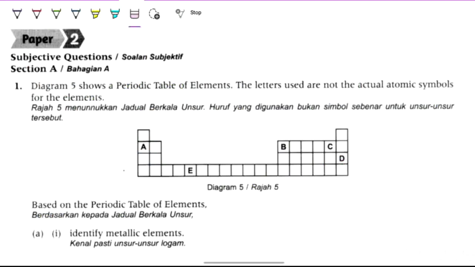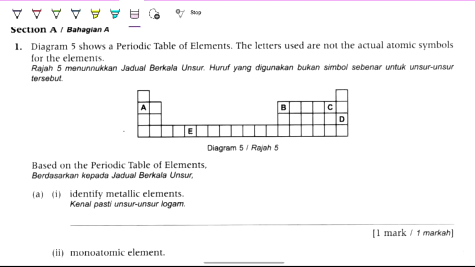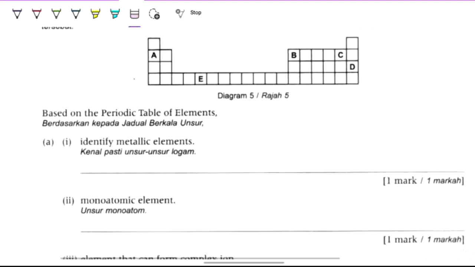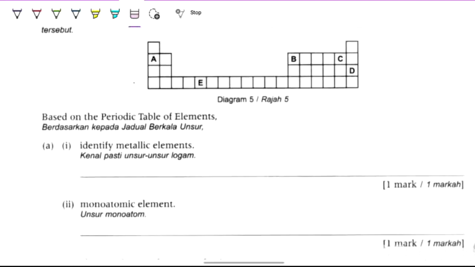Today we are going to look at some Chapter 4 Structure questions. The diagram shows the periodic table of elements. The letters used are not the actual symbols of the elements. So you are given A, B, C, D and E.